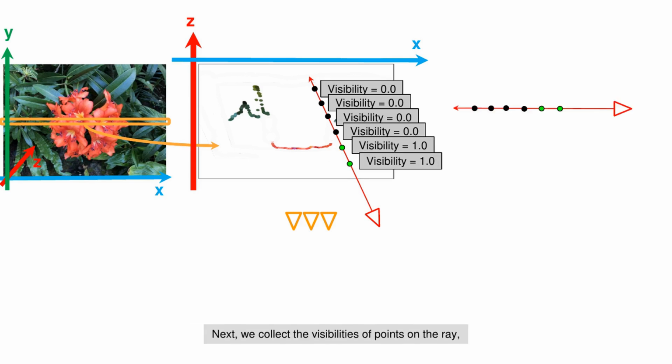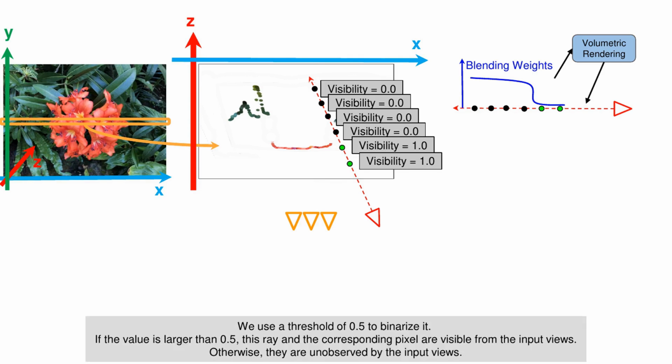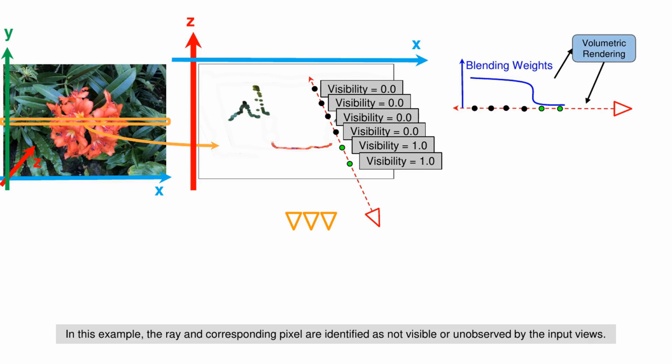Next, we collect the visibilities of points on the ray and fuse them through volumetric rendering with blending weights along that ray. The output value indicates the visibility of this specific ray and pixel from the input views. We use a threshold of 0.5 to binarize it. If the value is larger than 0.5, this ray and the corresponding pixel are visible from the input views, otherwise they are unobserved by the input views. In this example, the ray and corresponding pixel are identified as not visible or unobserved by the input views.